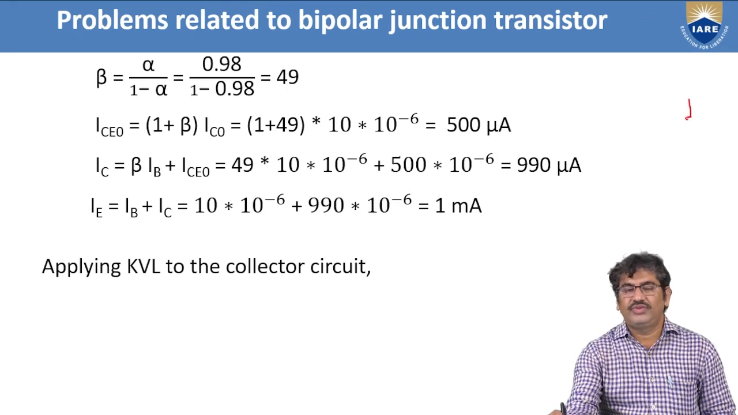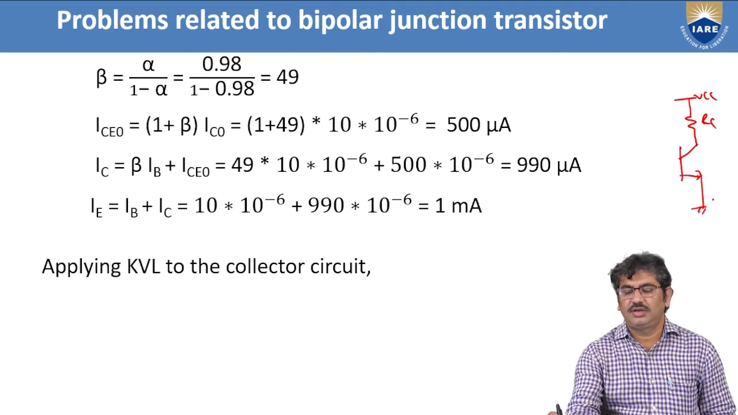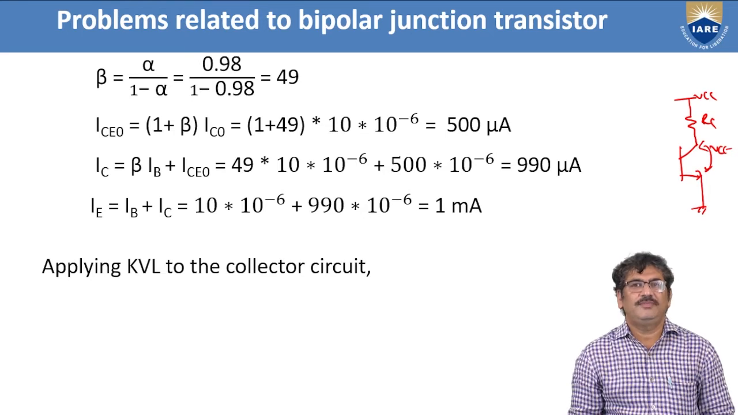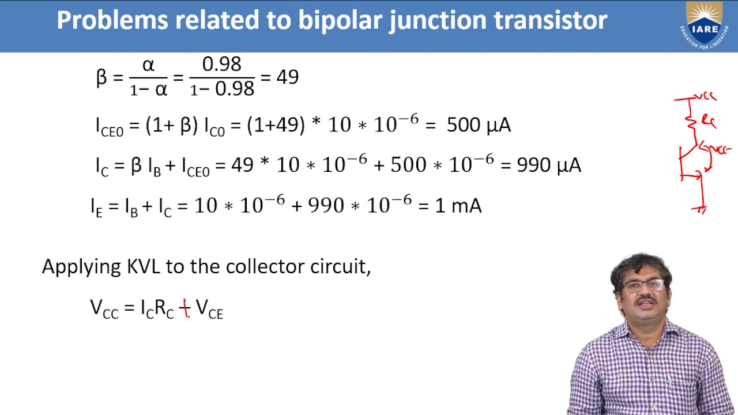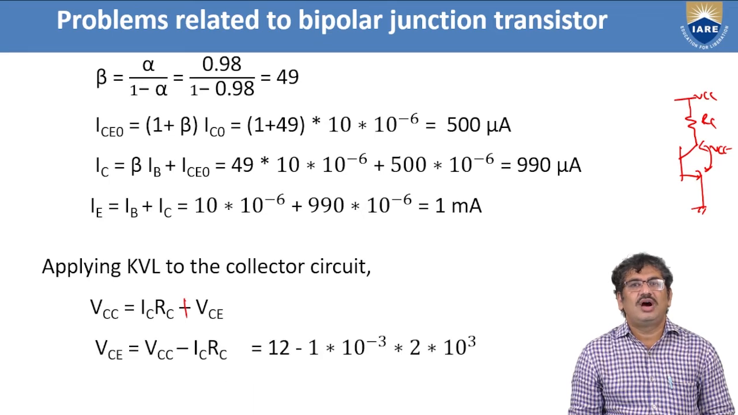Next, for estimating VCE, we will write the KVL expression for the output circuit, which is comprised of VCC and RC and the transistor with collector to emitter voltage as VCE. Then we can write the KVL expression for the collector circuit as VCC is equivalent to IC into RC plus VCE. From this, we can write VCE is equivalent to VCC minus IC into RC.